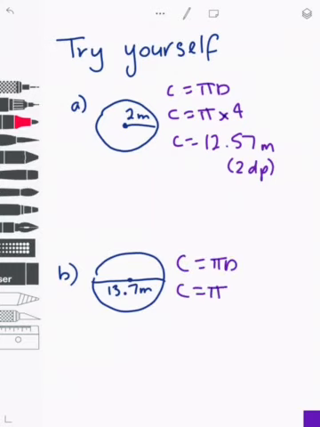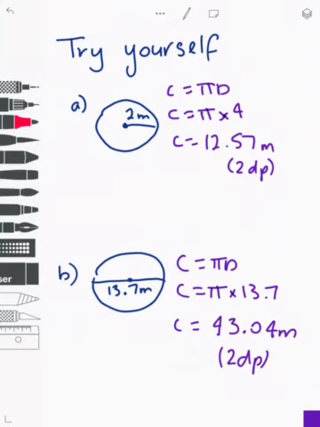Circumference equals pi times 13.7, which equals 43.04. 43.04 meters, and again to 2 decimal places. Now technically you should put the rounding off on the same line, but I don't have any space, so I'm just going to put it underneath.